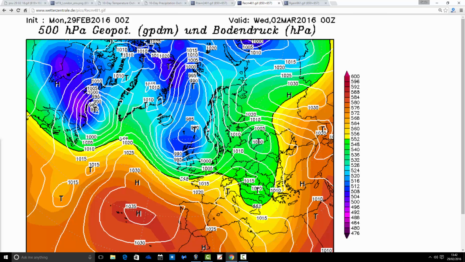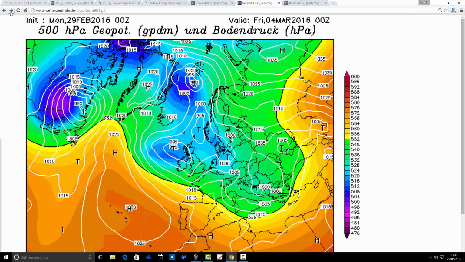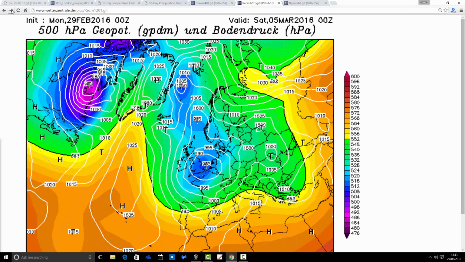ECMWF looking like this. Low pressure to the north of Scotland on Wednesday, bringing down a weather system with a band of rain, sleet or snow for England and Wales. This is the area of low pressure coming in Thursday into Friday. And it's further north, so this is taking rain probably to the south, with risk of sleet or snow for Scotland, northern England, possibly parts of Wales and the Midlands as well.